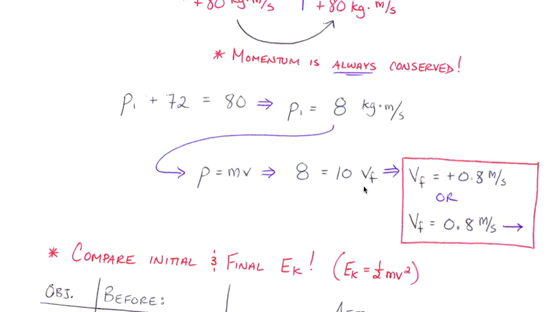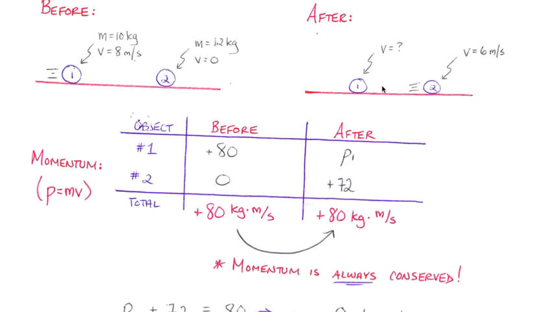If I just divide both sides by 10, I will find that object number 1 after the collision is traveling at positive 0.8 meters per second, or 0.8 meters per second to the right. So this object is still traveling to the right, significantly slower. Most of its momentum, all of the momentum that it had previously has been transferred to object 2, and only a small amount remains.